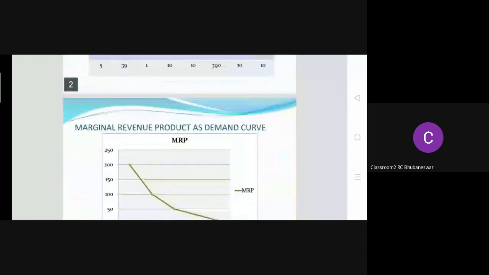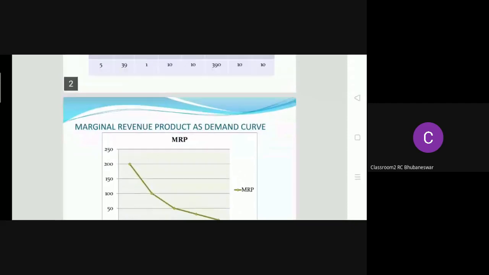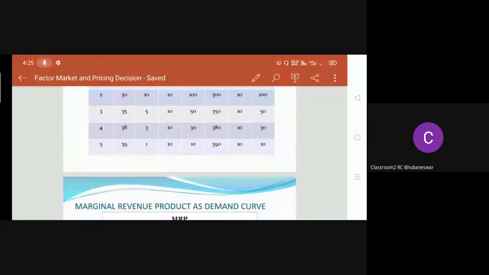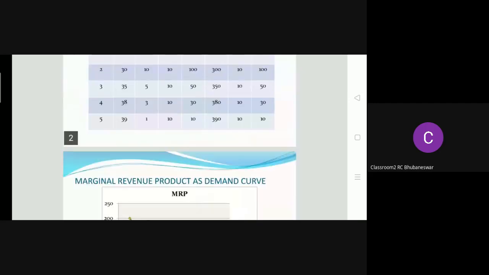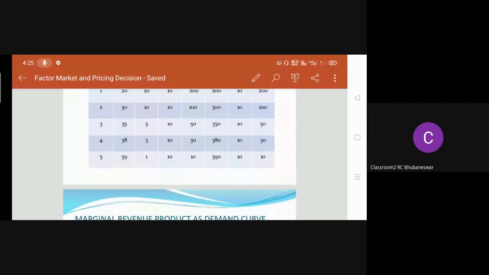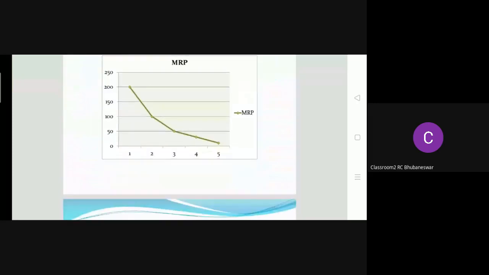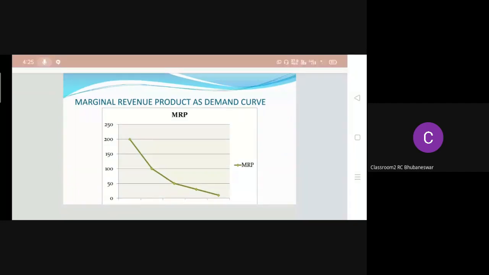Then look at this figure. The relationship between the number of units of worker and marginal revenue product is downward sloping. Look at this figure. It is downward sloping from left to right when the number of units of worker increases. This is an imaginary table or imaginary graph where workers increase one by one.